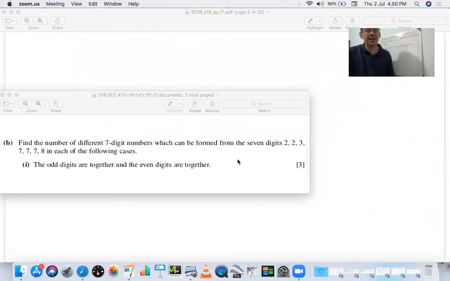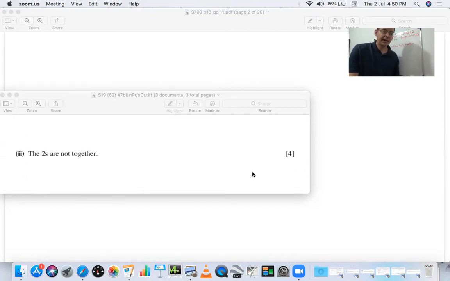It says, find the number of different 7-digit numbers which can be formed from the 7 digits 2, 2, 3, 7, 7, 7, 8 in each of the following cases. So they give us these 7 digits. We have to find how many 7-digit numbers can be formed from these 7 digits with the following restrictions. Part I, the odd digits are together and the even digits are together. And then part II, the 2s are not together.